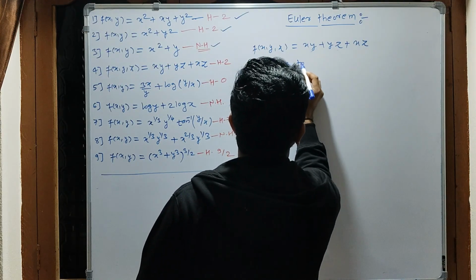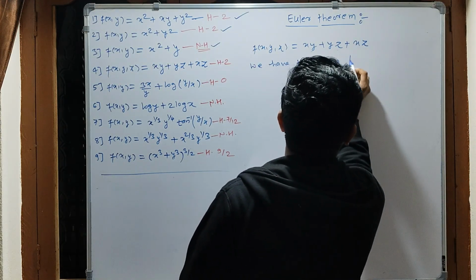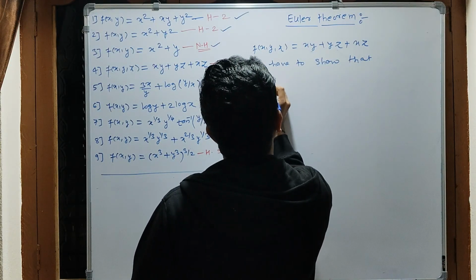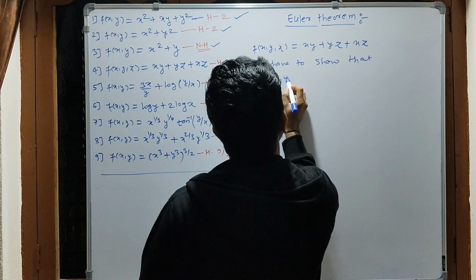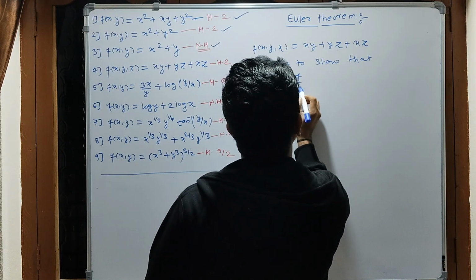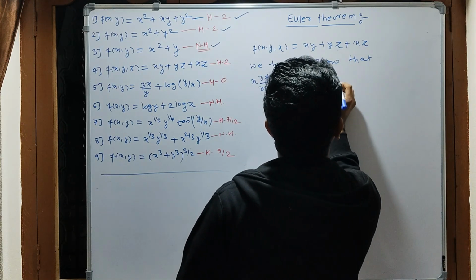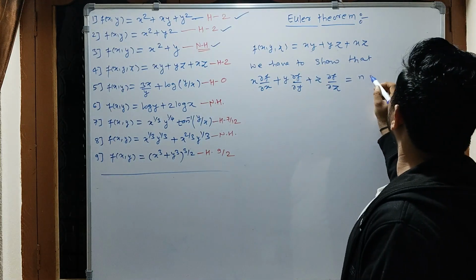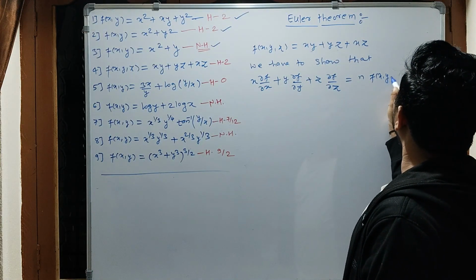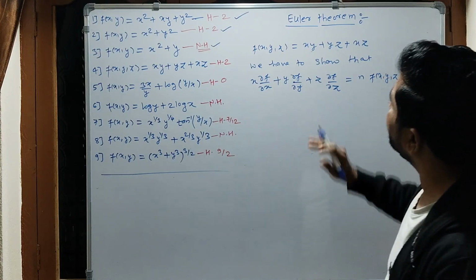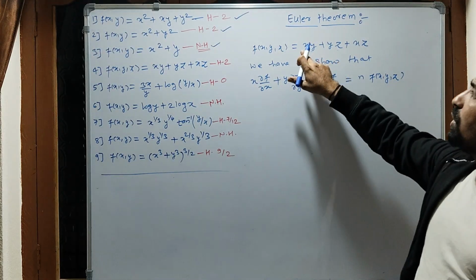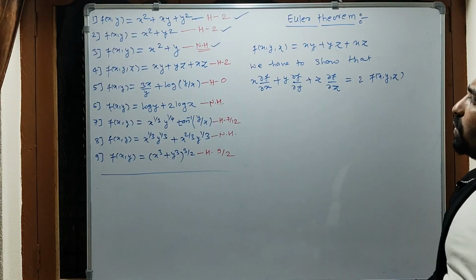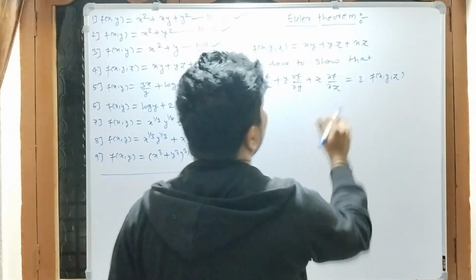We have to show that x times ∂f/∂x plus y times ∂f/∂y plus z times ∂f/∂z equals n times f of x comma y comma z. In this case this is my homogeneous function of degree 2, so the value of n is 2. So I want to show left hand side equal to right hand side.